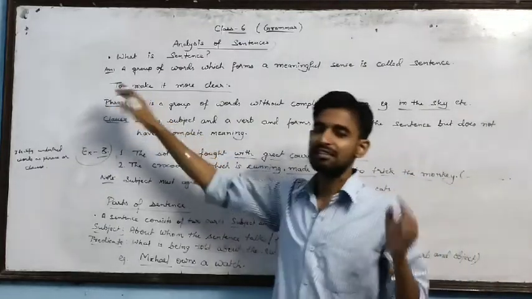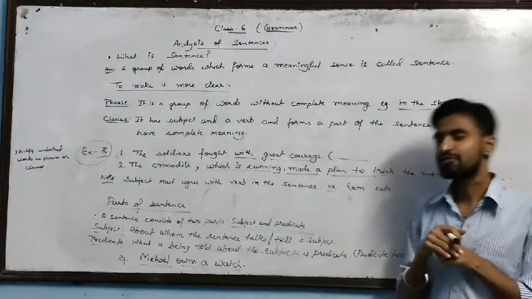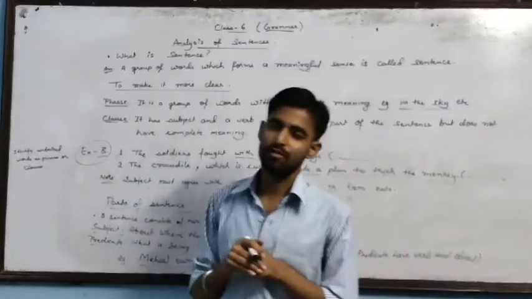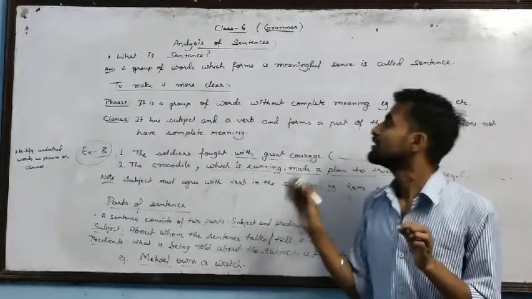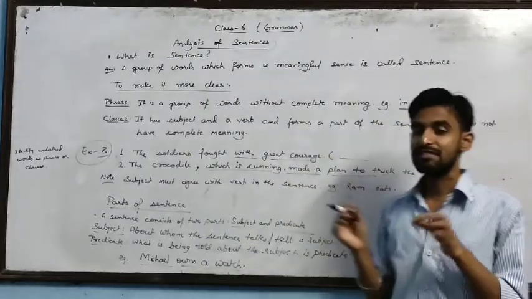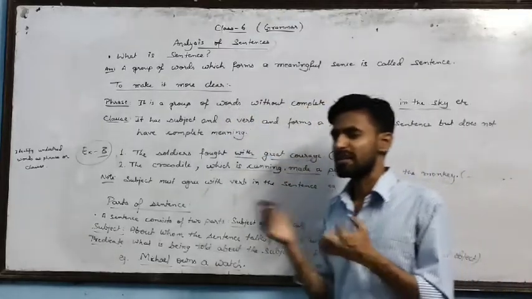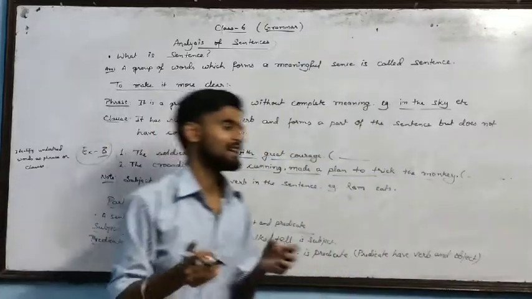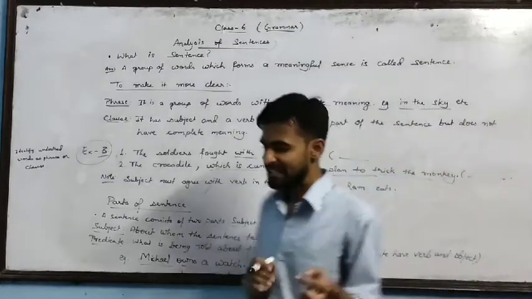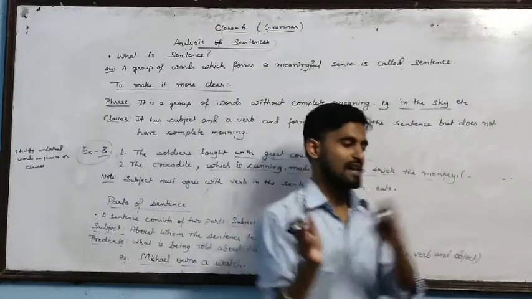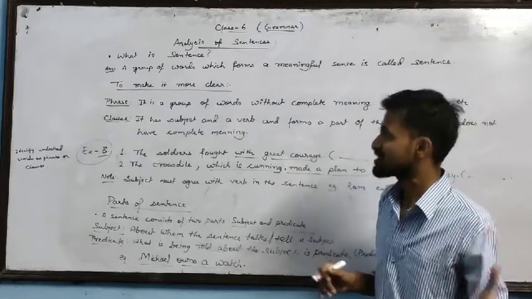The answer to this question is: a sentence is a group of words which forms a meaningful sense. You all have studied this topic. It is a group of words which form a meaningful sense. We can take many examples of a sentence, just like, "Cow is grazing in the field." It is a sentence because it is arranged in a particular way and it gives a meaningful sense. Okay, that we can understand.